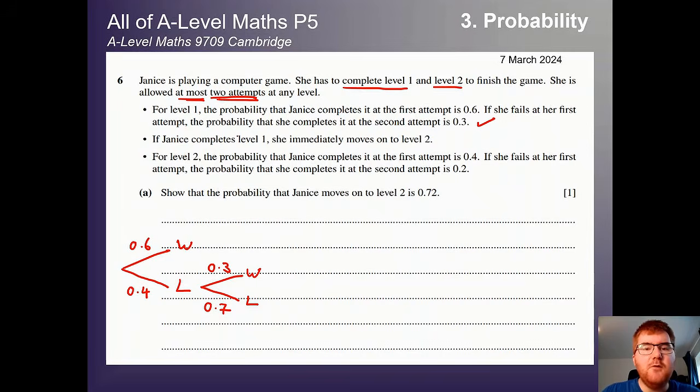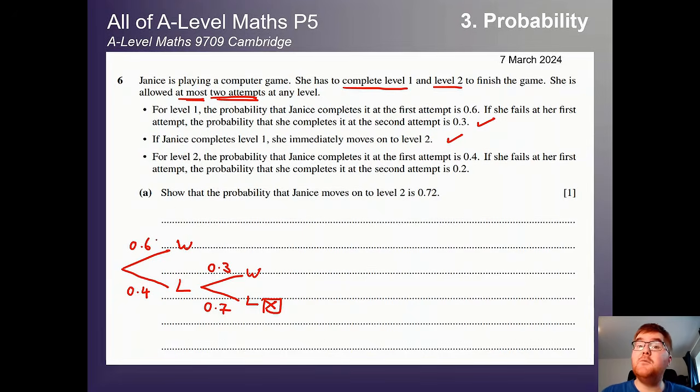If she completes level 1, she immediately moves on to level 2. The only way to get on to level 2 is either winning straight away or winning on the second attempt. Notice we're not going to continue this part of the diagram any longer. She's lost twice. She can't go on to level 2. For level 2, the probability that Janice completes it at the first attempt is 0.4.